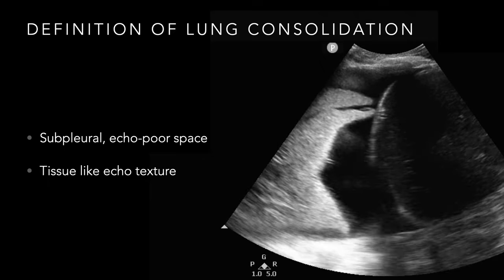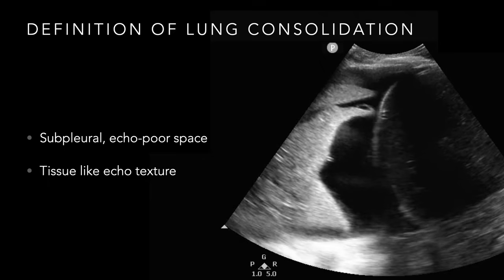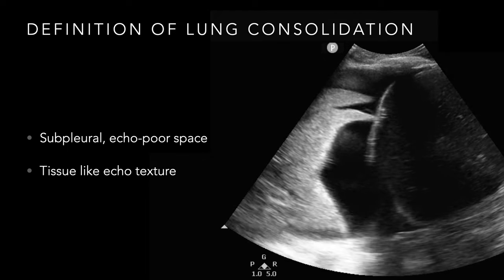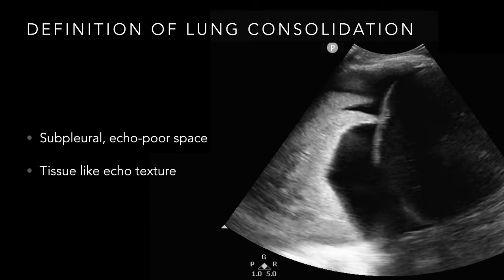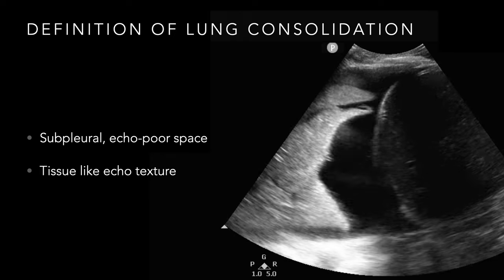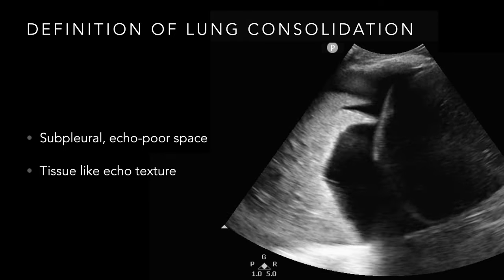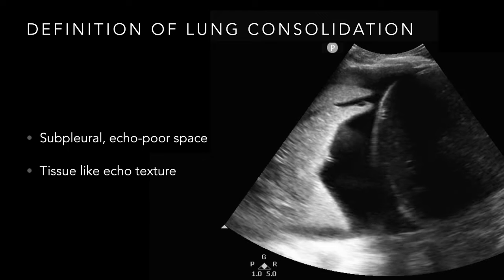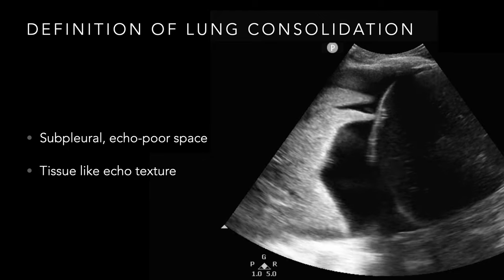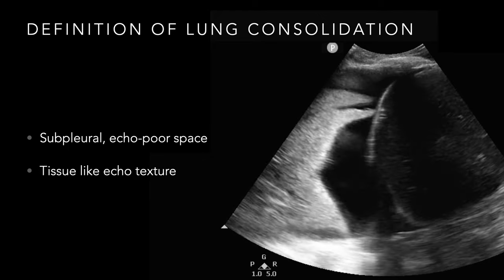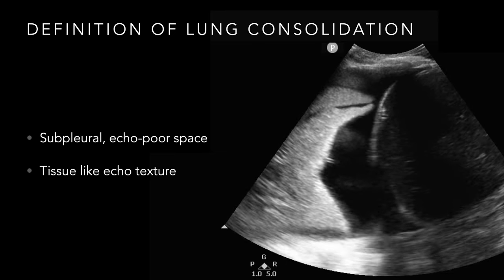So technically, by definition, a lung consolidation is a subpleural echo-poor space, and it might have a tissue-type echo texture. Now, this example of consolidation is highly echogenic. The subpleural consolidation will probably be echo-poor, but they're all subpleural. The lung is filled with things, it collapses down, and it has that tissue-like echo texture.